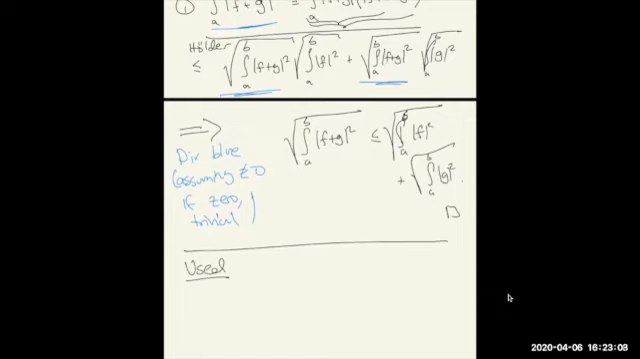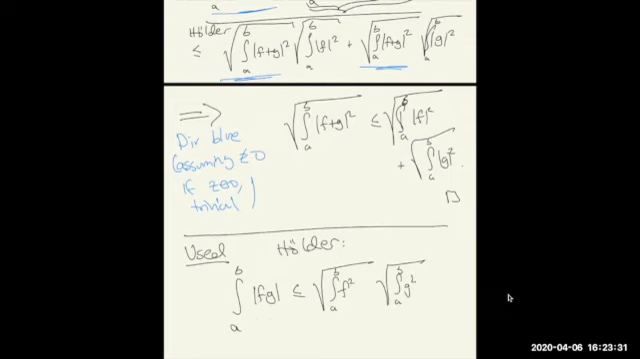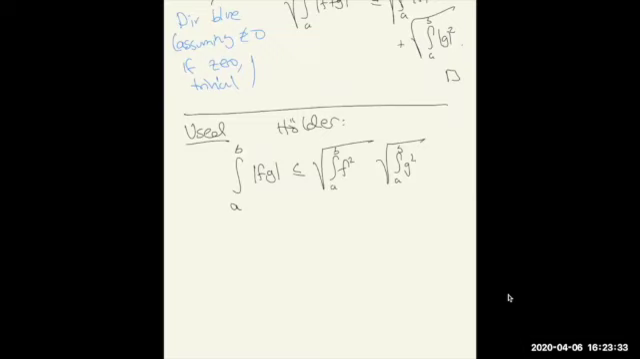Now what we used here was Holder's inequality, that in this case can be written as the integral from a to b of fg is less than the square root of the integral from a to b of f squared times the square root of the integral from a to b of g squared. This is something that's a nice exercise to prove.